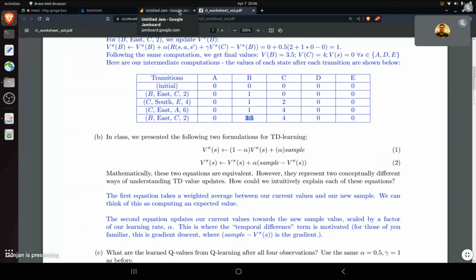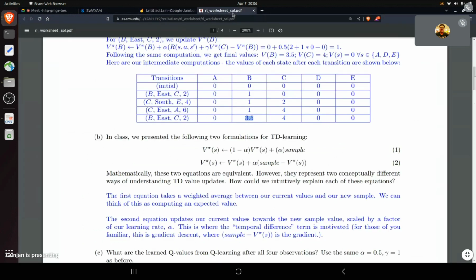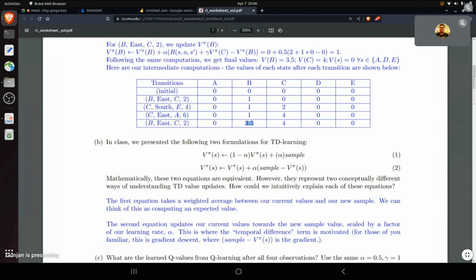So B, east, C, comma 2. Oh, V pi of C is 4. So 2 plus 4, 6 minus 1, 5. And 0.5 times 5 is 2.5, plus 1, 3.5. That is how we got the final values.